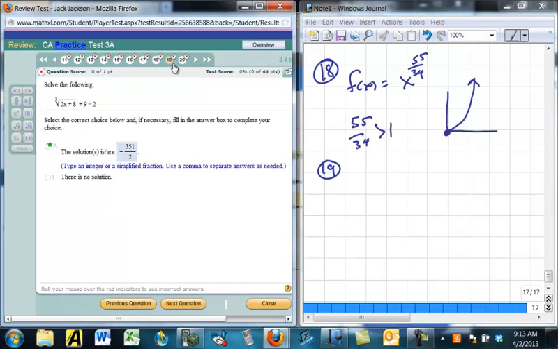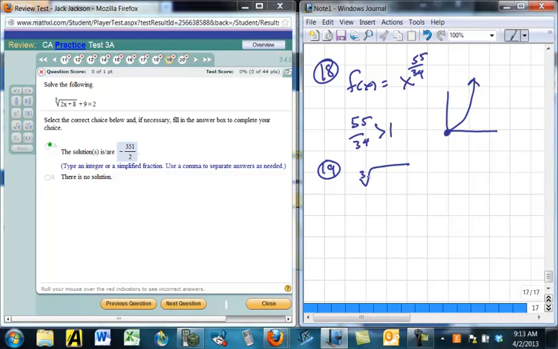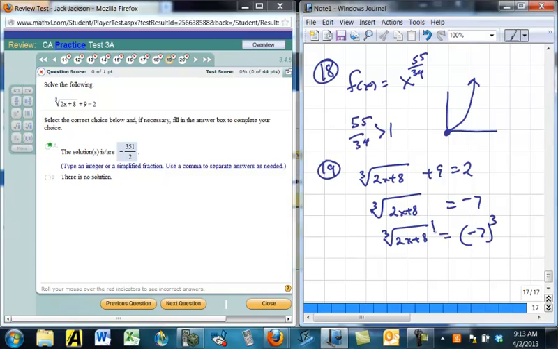Alright, now we're going to switch gears a little bit and go to solving an equation with a radical in it. Cube root of 2x plus 8, and then plus 9 equals 2. The way to solve these by hand is to get the radical by itself. So we're going to subtract 9 from both sides. It's going to give us negative 7 here, and it gets this cube root by itself. Now we're going to take both sides and cube them.